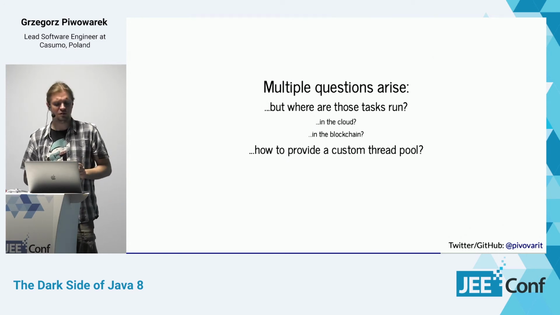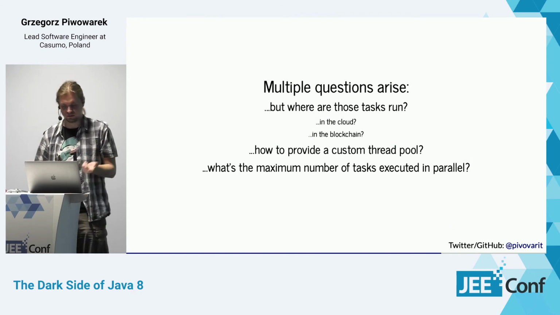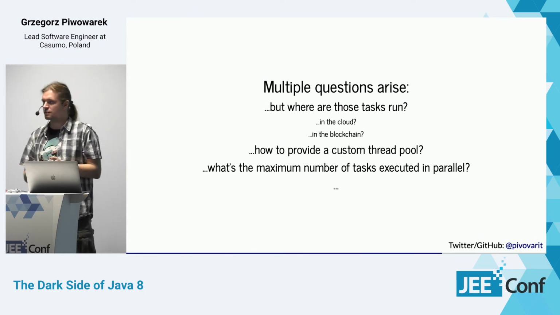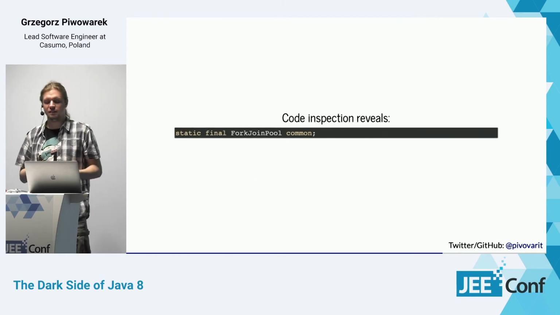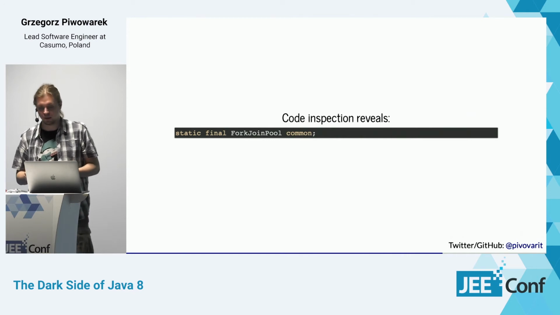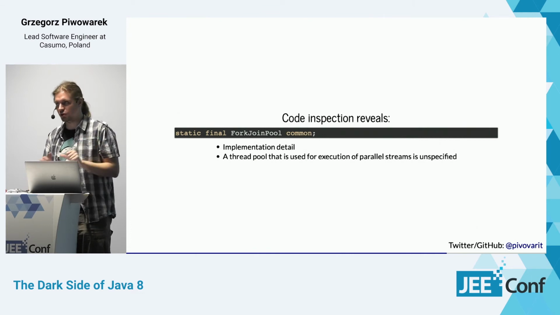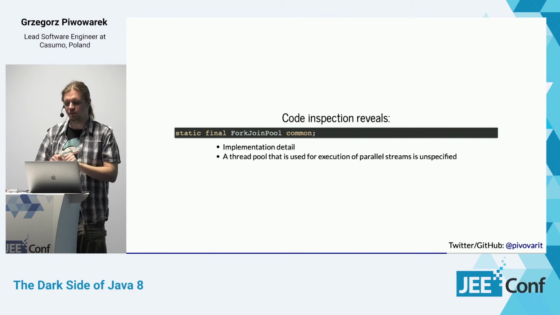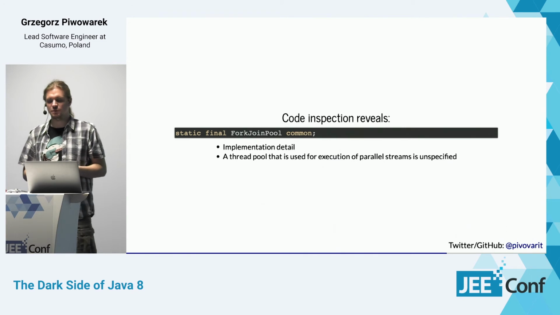Also, another thing to ask is, how many tasks can be run in parallel? I mean, is it infinite or what? Anyway, if we try to inspect what's happening in parallel streams, you can figure out that they actually rely on the static shared fork join pool. First things first, it's an implementation detail. There is no contract binding the Java creators from changing it at any point in time. So technically, the thread pool that we use for execution of parallel streams is unspecified.